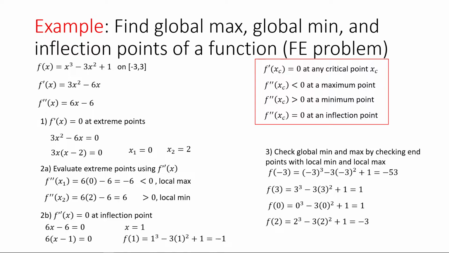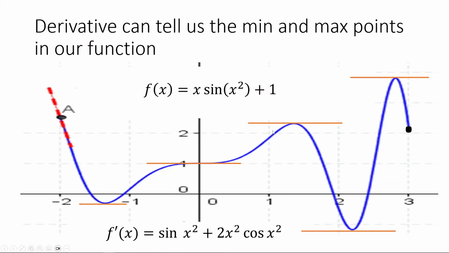And to find the global maximum, global minimum, and the inflection point of a function, there's a process. You need to find the critical points. The critical point is when your rate of change is equal to 0. So you see here, I evaluate my derivative. Here my gradient is positive, positive, positive. Here my gradient is negative. The rate of change is 0, and here is negative.